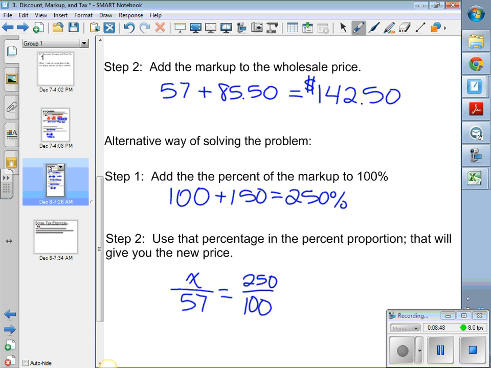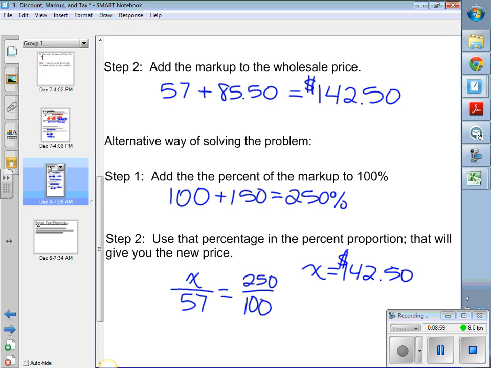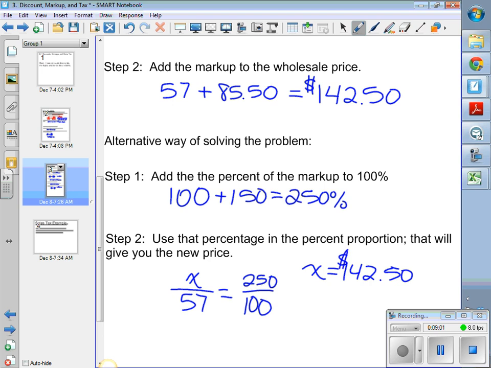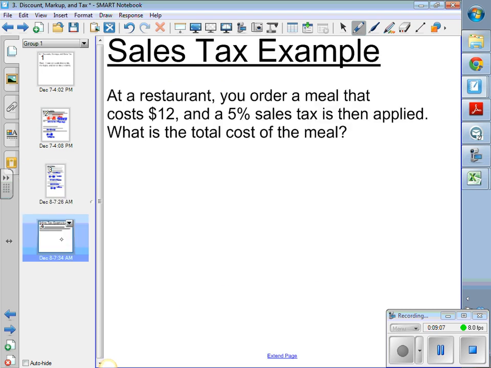So we're going to do 57 times 250 divided by 100, and we get that our X is $142.50. So we get the same result either way. I like working with these numbers better than the decimal numbers if I can.